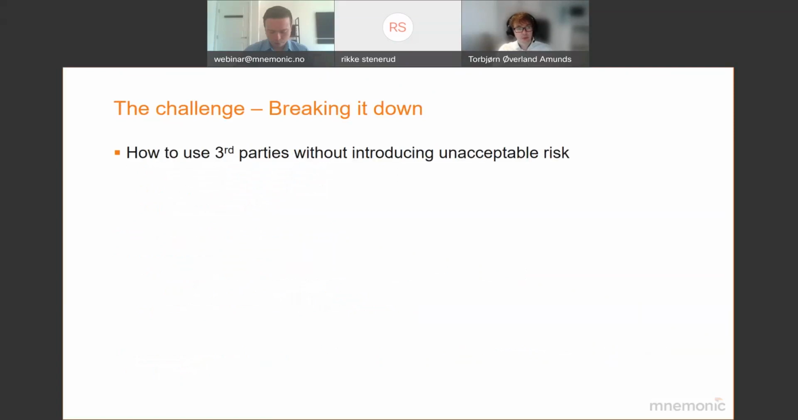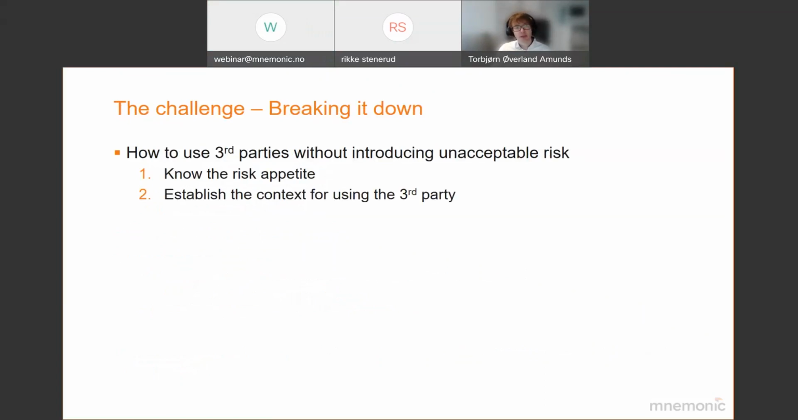So how do you use third parties without introducing an unacceptable risk? Well, first of all, you need to know the risk appetite, because if you don't know the risk appetite, it's really hard to know when it's an acceptable or unacceptable risk. The second step: you need to establish the context for using the third party. Establishing the context is a risk management term, and I will come back to it. But basically, what it means is that we need to determine what we are protecting and why.